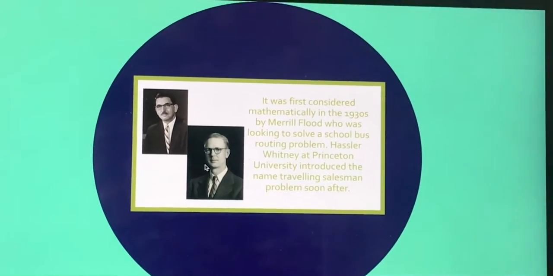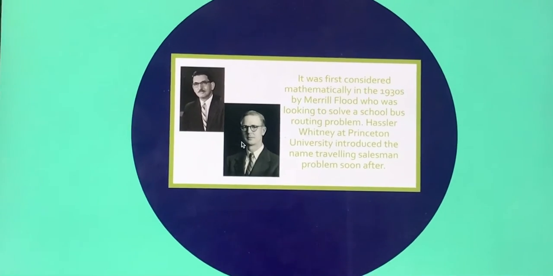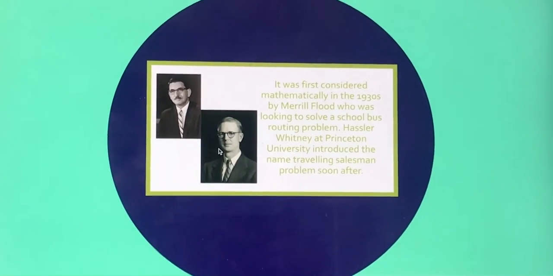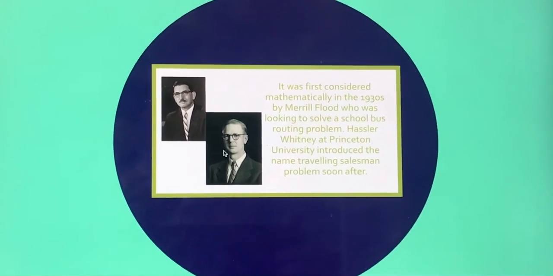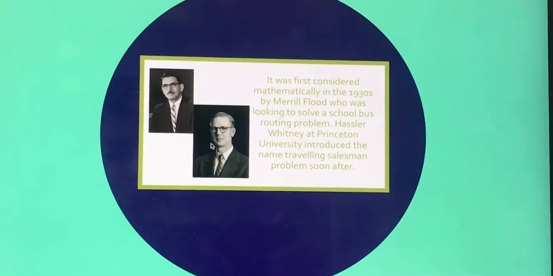Generally speaking, the problem can be stated as: given a list of cities and the distances between each pair of cities, what is the shortest possible route that visits each city exactly once and returns to the original city?